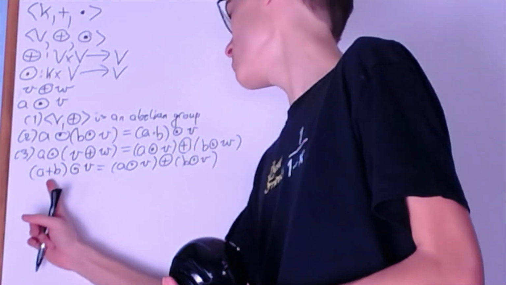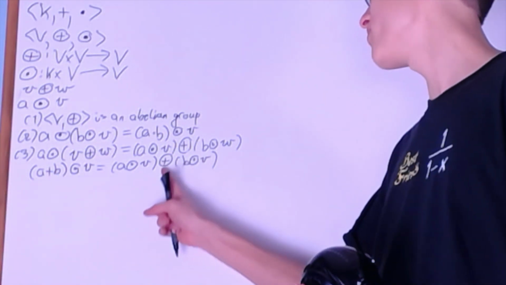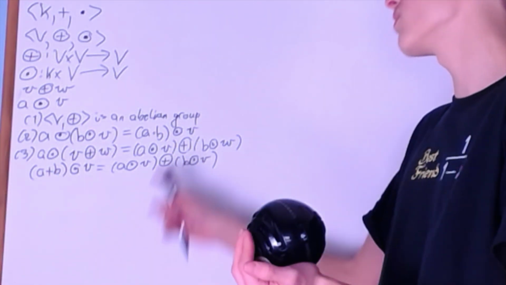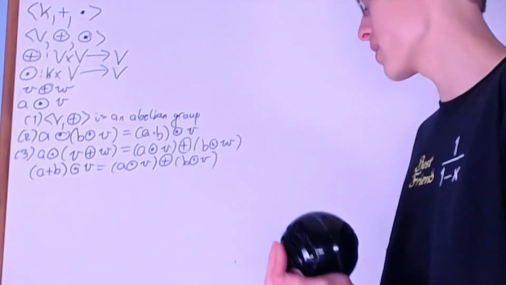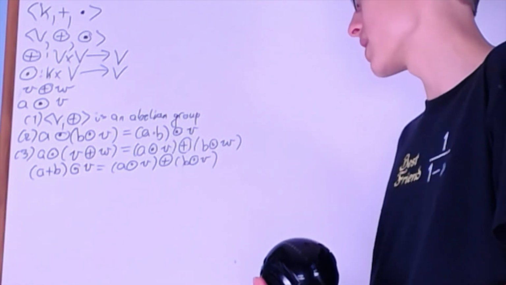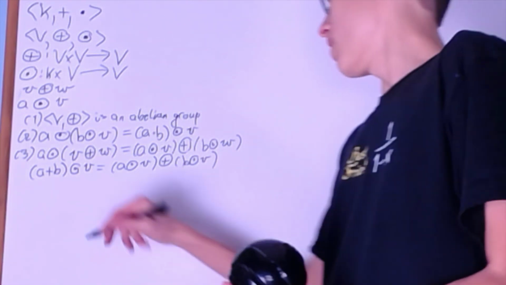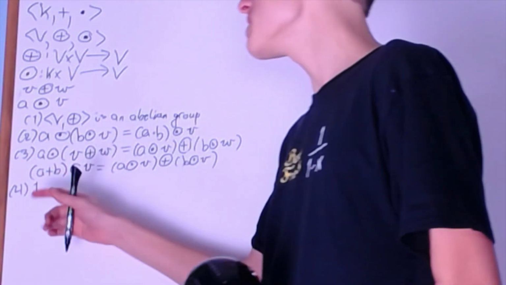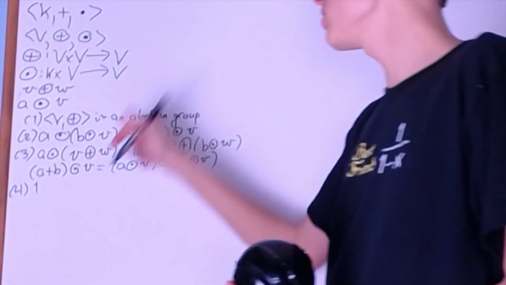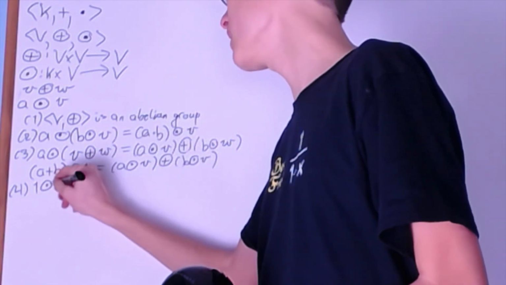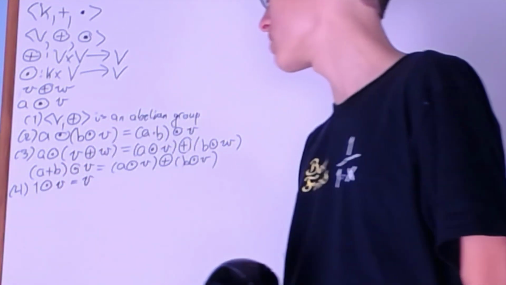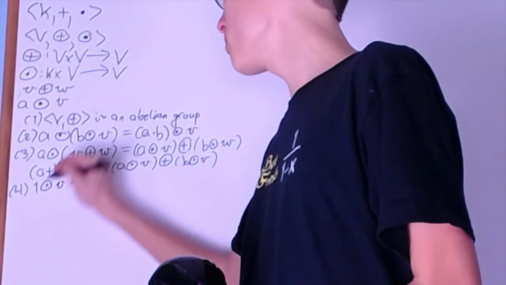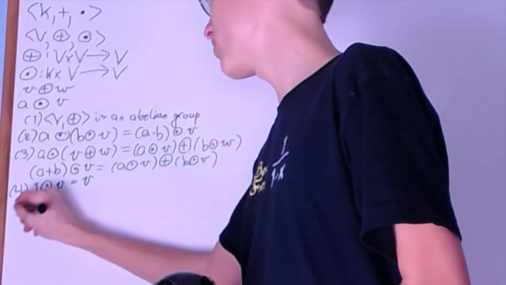So we transitioned from field addition to vector addition, which is sort of like the second property, except now with scalar multiplication and vector addition. All right, number 4 is that 1, the multiplicative identity of the field, scalar multiply any vector is just the vector itself. Now, a very basic example of a vector space over a field is the field itself.